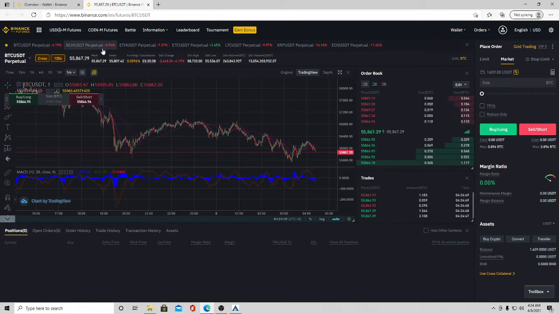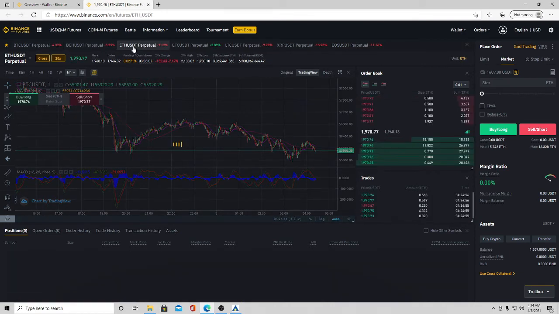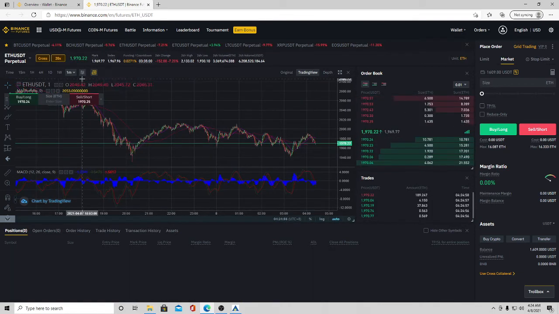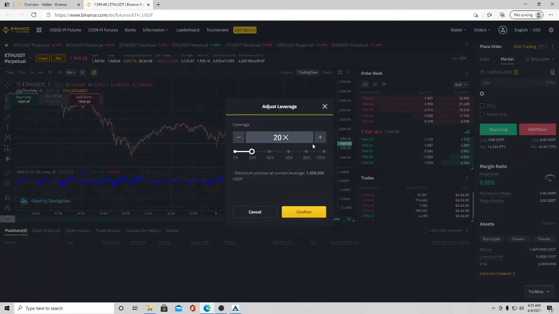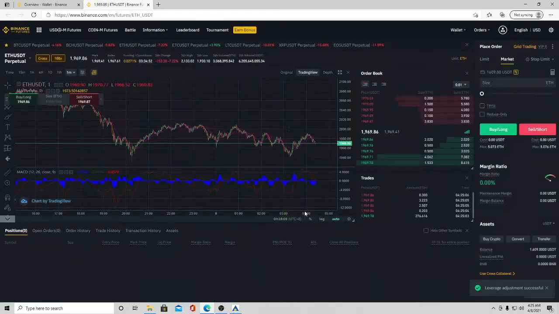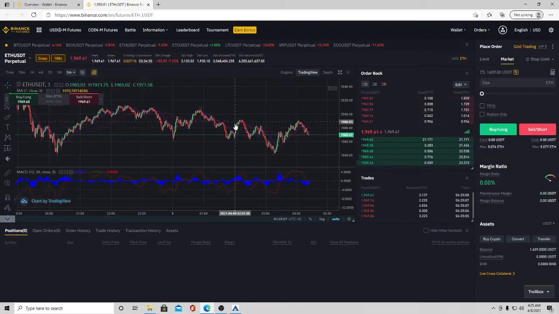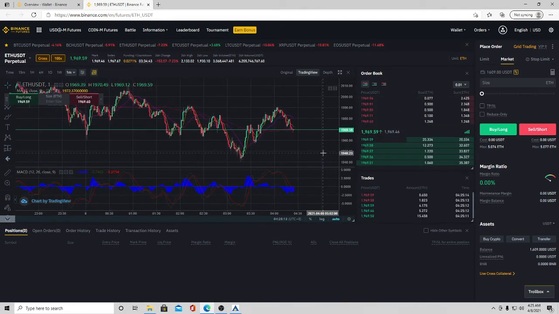For Ethereum, you get 100 to 1. So if you go to Ethereum right here, you get 100 to 1. Let's see, 100 to 1 right there. You can get 100 to 1 leverage on Ethereum, which is pretty good. That's a lot of leverage.